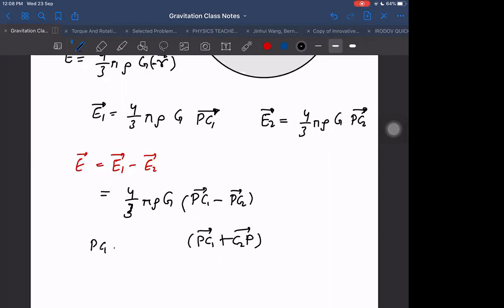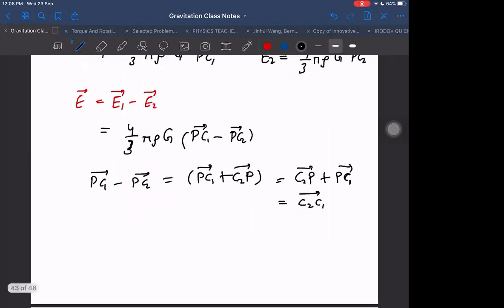PC1 minus PC2, I think you know that can be written as PC1 minus PC2 plus C2P plus PC1. So we are going from C2 to P and then P to C1, so we are going from C2 to C1. So what is the field coming out at last? It is 4/3 π ρ G into the C2 to C1 vector.